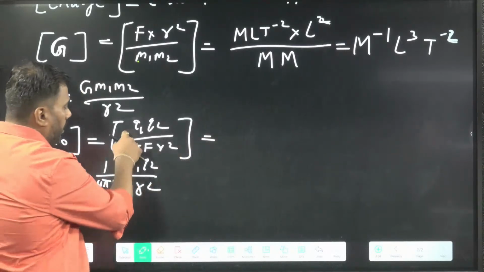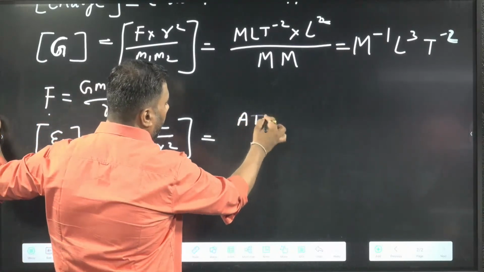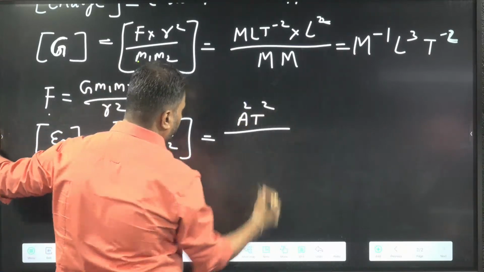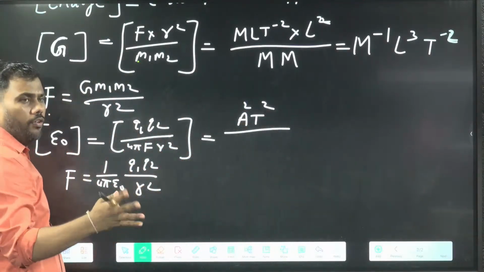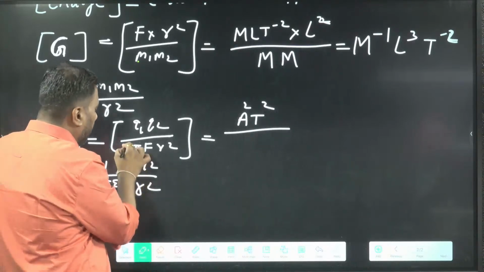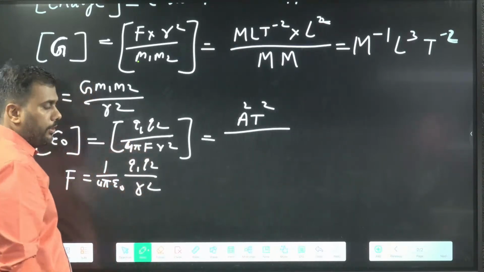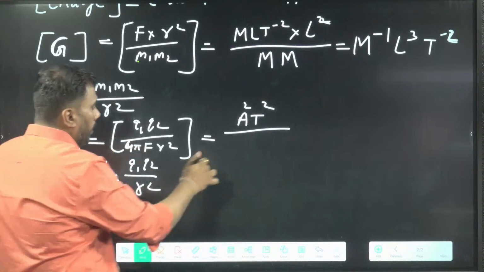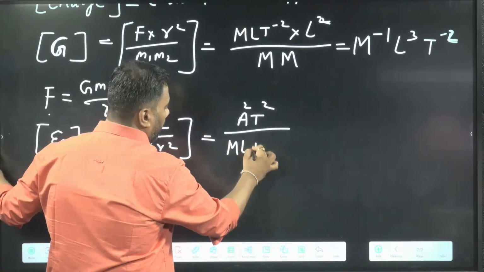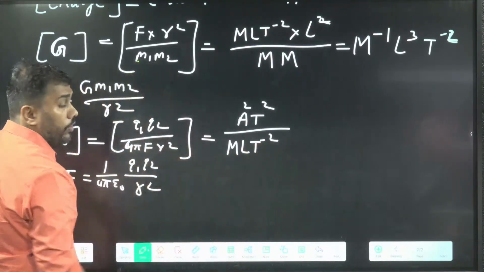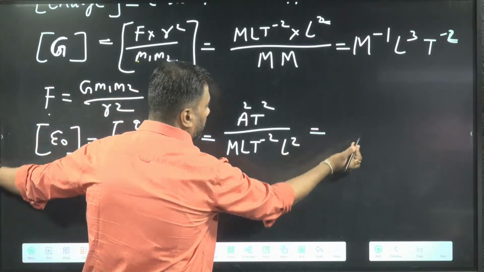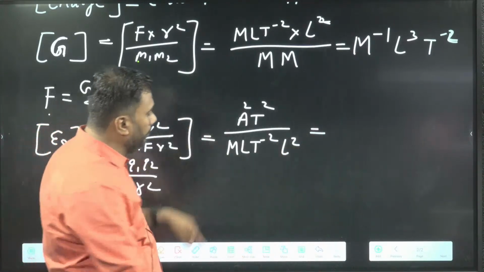Just by the formula, q1 and q2 are AT into AT, A square T square. 4 pi does not have any dimension. It is a dimensionless number. Constants do not have any dimensions. Numbers do not have any dimensions. Force is MLT to the power minus 2, into r square, which is L square. Just rearrange it. M to the power minus 1.